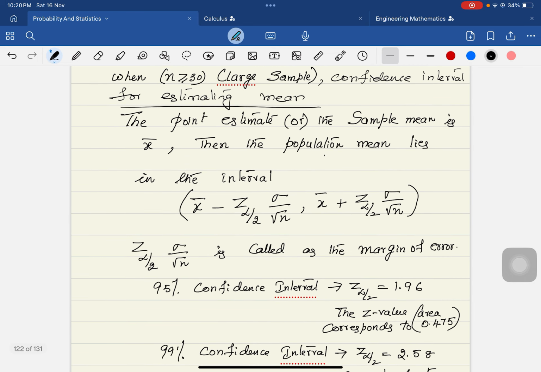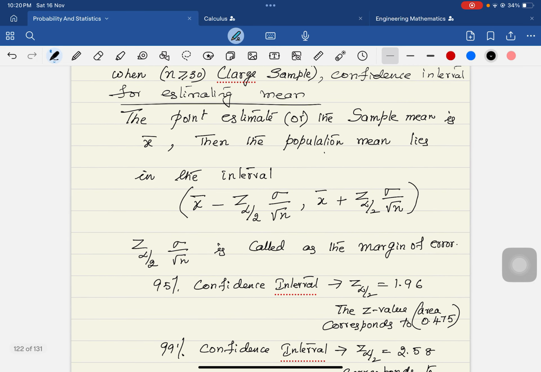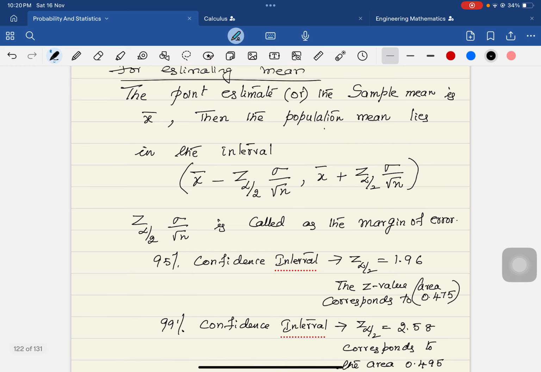Regarding this confidence interval, I have explained in my previous lectures very clearly what is meant by the confidence interval. The margin of error is Z alpha by 2 times sigma by root n. X bar minus this and X bar plus this gives you the confidence interval.